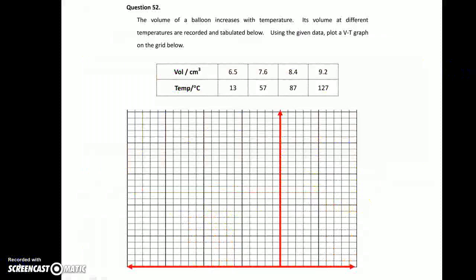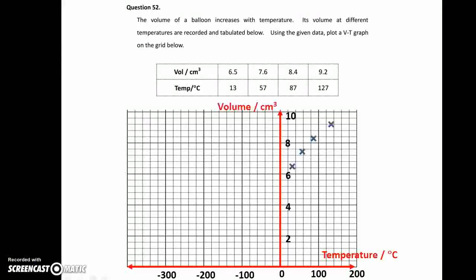Here comes the last question. Question 52. You are asked to plot a graph. First of all, let's start with the horizontal axis, temperature axis, then the vertical axis, volume axis. Plot the data points. Draw a straight line as close to the data points as possible. That's what it looks like.